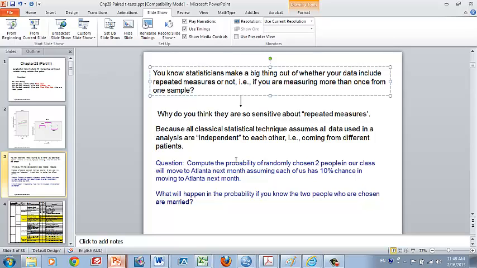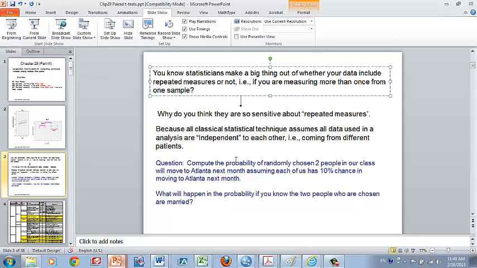Why is that? A p-value is a probability. So, a simple question: let's compute the probability that two randomly chosen people in our classroom will move to Atlanta next month, assuming each of us has a 10% chance to move to Atlanta next month. So you might think it's 10% times 10%, which is 1%.